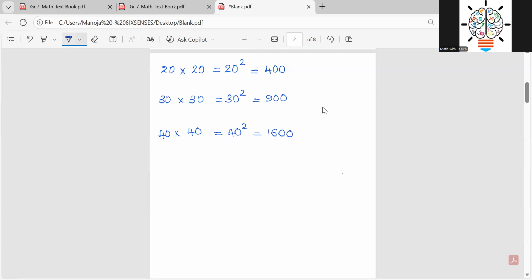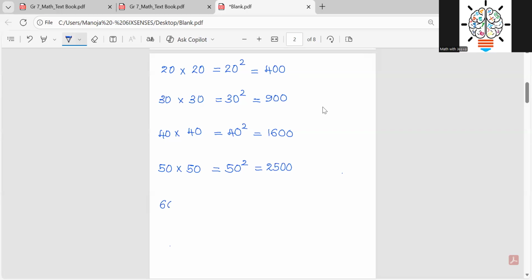3 times 3 is 9, and 10 times 10 is 100. 4 times 4 is 16, and 10 times 10 is 100, right? So if I write this as 50 times 50, now you don't want to multiply. You straight away write 5 times 5, 25, and 2 zeros.